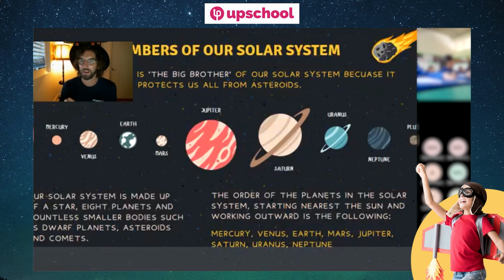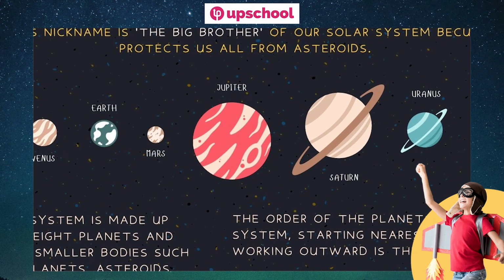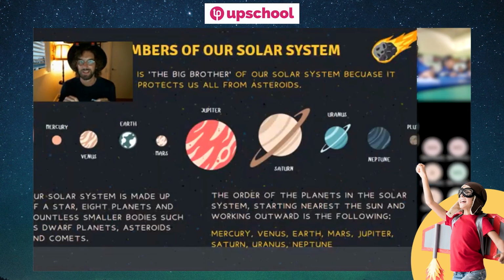You think it's a planet, actually it's just made of gas. Now there's one planet you need to take note of, and I want you to take a note of this in your book. Jupiter. Take a look at Jupiter. Jupiter is the biggest planet, and it has a nickname. It's called the Big Brother. Jupiter's nickname is the Big Brother.